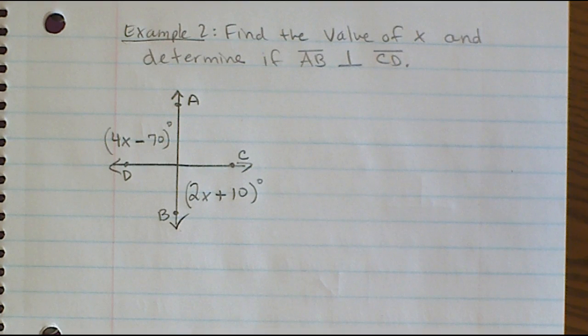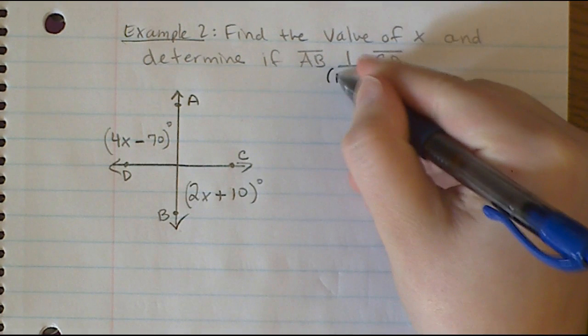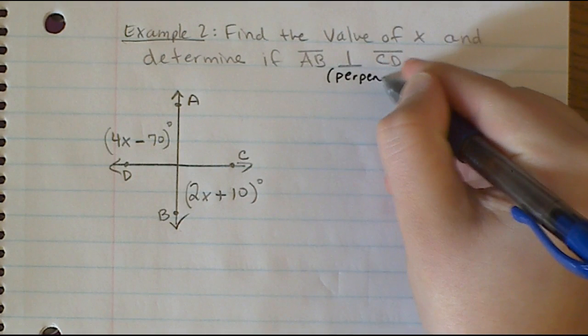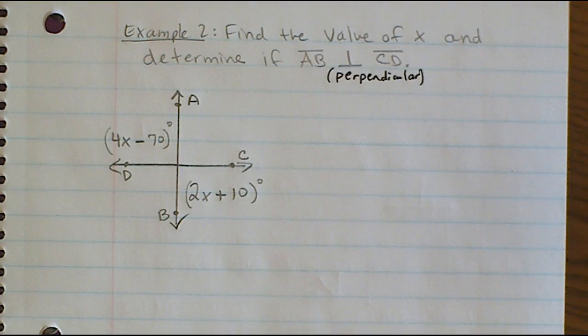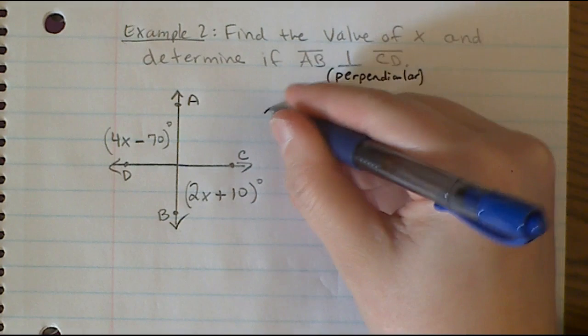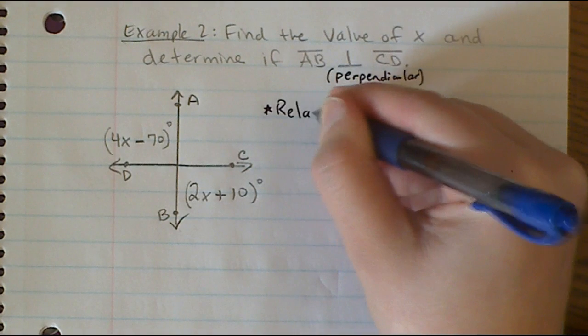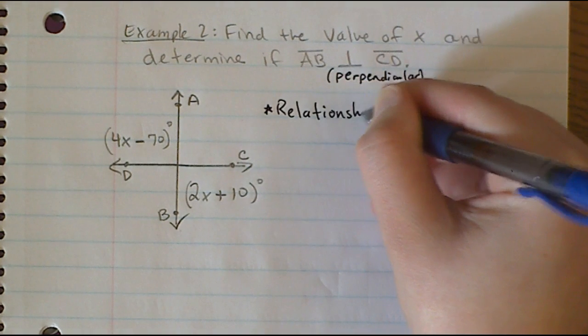Go ahead and jot down example number 2, which is the same question: find the value of x, and then determine if AB is perpendicular to CD. So again, you have to note this symbol means perpendicular. It may not be written out in words. So the first step is always to find the relationship between the two marked angles.